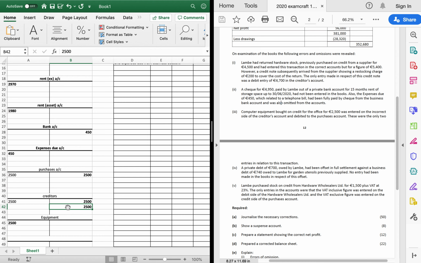Okay, so that's our step 3 there. Step 1, do what they did. Step 2, undo it, get it back to 0. Step 3, do what they should have done.